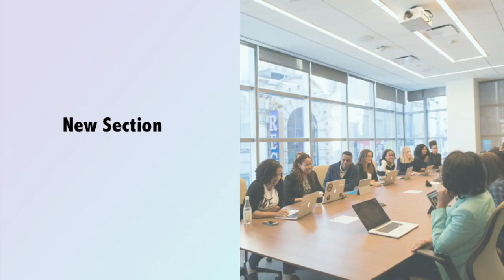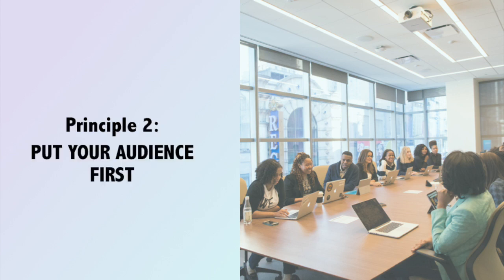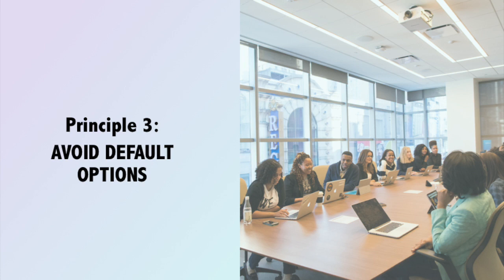Make transitions to new points clear. Use visual cues like background image and font colors to signal to your audience that you're moving to a new section of your presentation. You've just learned how to put your audience first. Now we're going to look at the final principle, avoid default options.